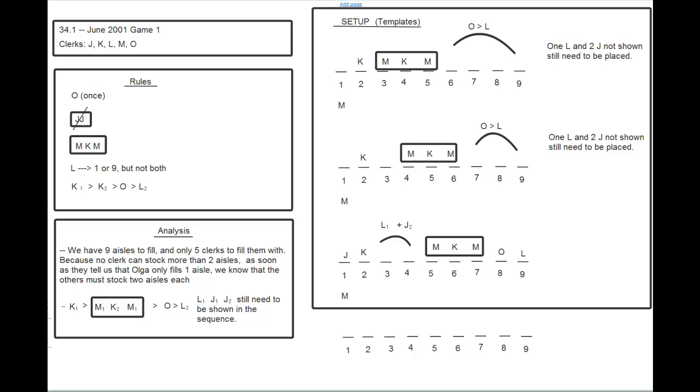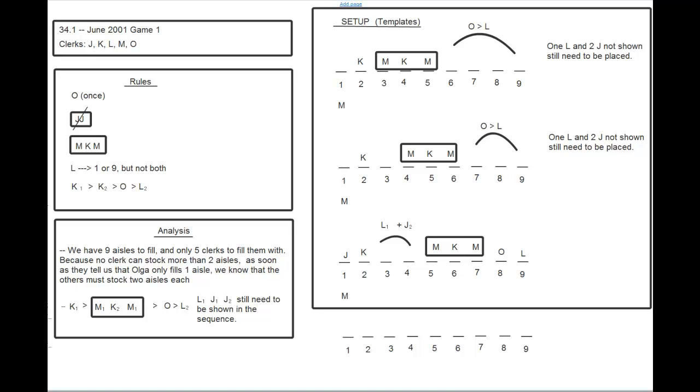Which one of the following is a complete and accurate list of clerks, any of whom could stock aisle 3? Alright, so we need to know everyone who could go in 3, we need to put them onto our list, and then we need to find the answer choice that matches our list. One way to do it is to think about who can never be on 3, and those are the people that should not be on the list, and everyone else should be on the list.